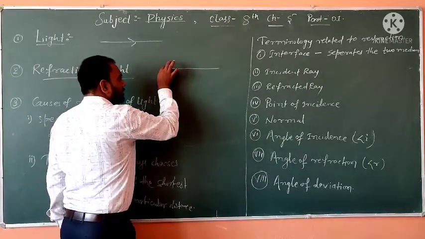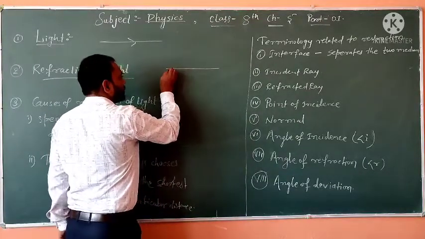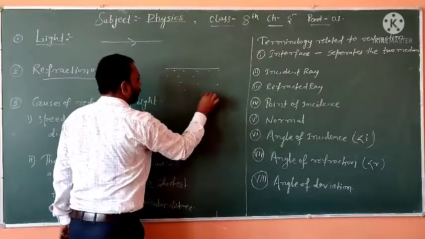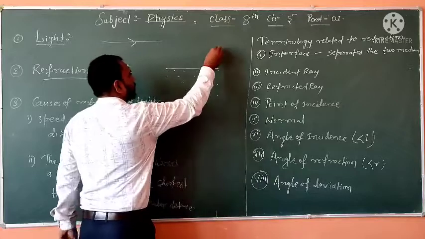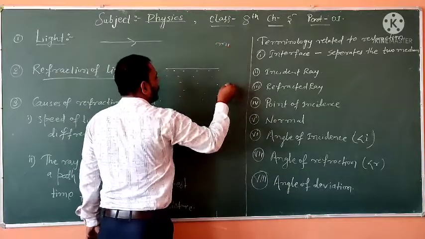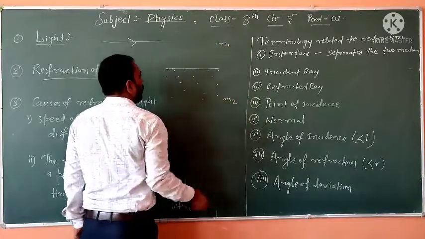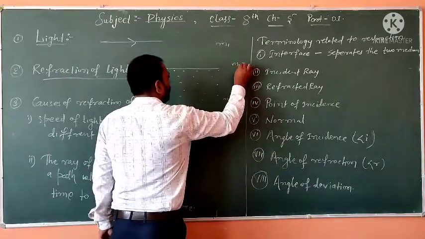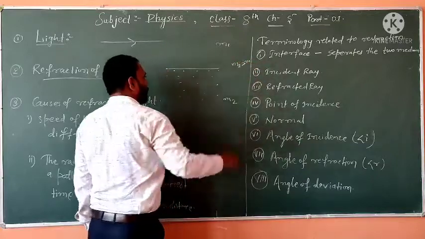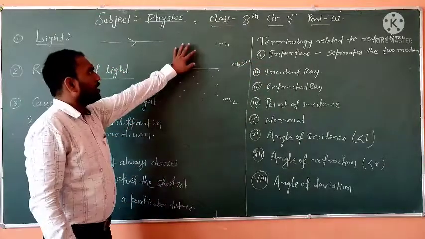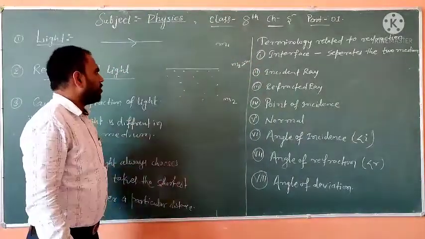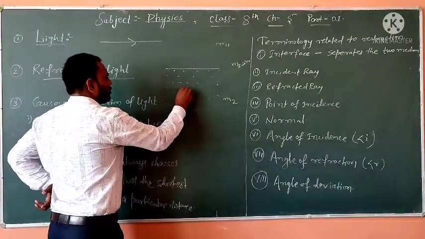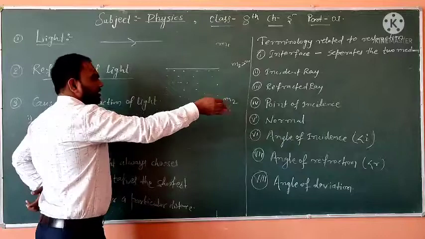Suppose that these are two media. Here is one medium and above is another medium. Let's suppose that this is medium 1 and this is medium 2. Let's also suppose that medium 2 is denser than medium 1, which means medium 1 is rarer. I am supposing that; why it is denser will be discussed later.